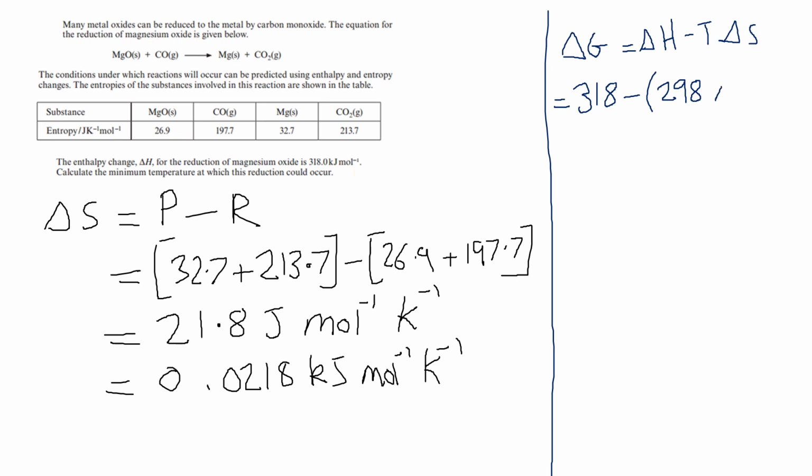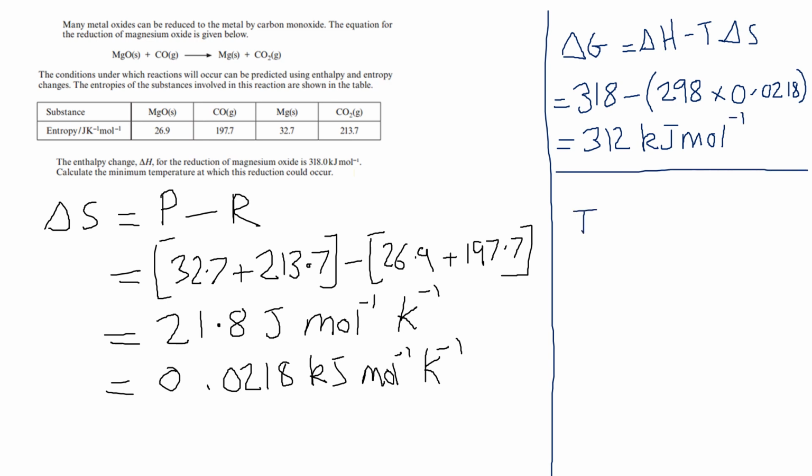So it's 298 times 0.0218. And when you do that, it comes out as 312 kilojoules per mole, which is very clearly not feasible. So at what temperature does it become feasible? Well, the formula I showed you on a previous question, T equals delta H over delta S.